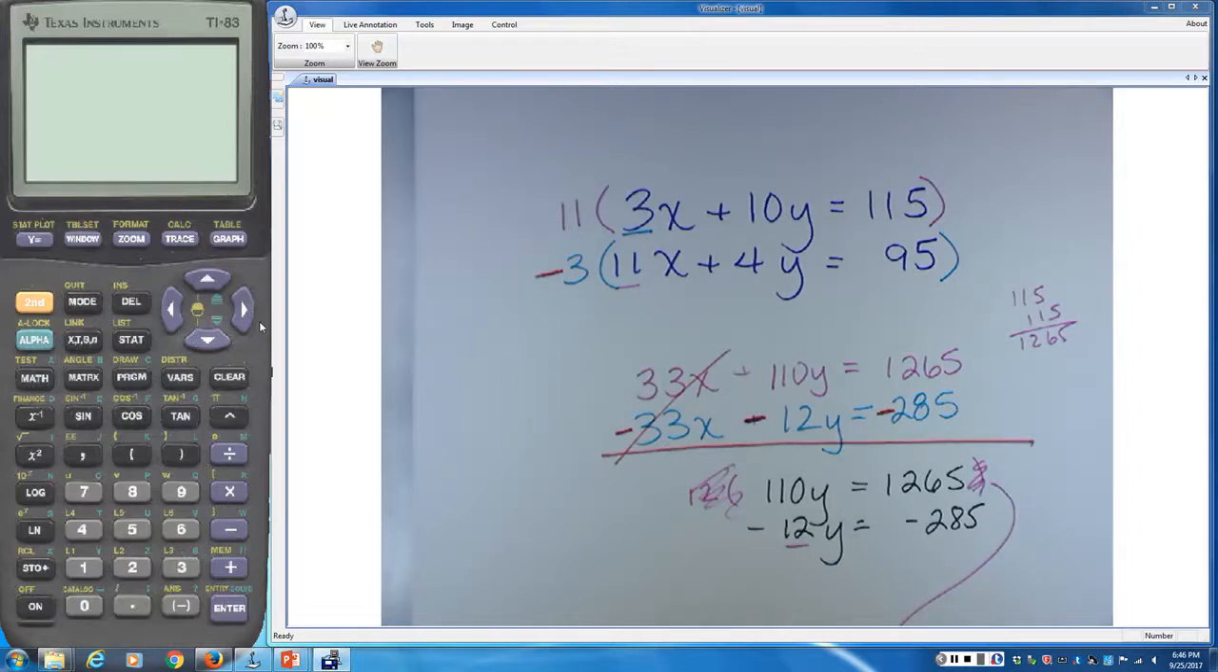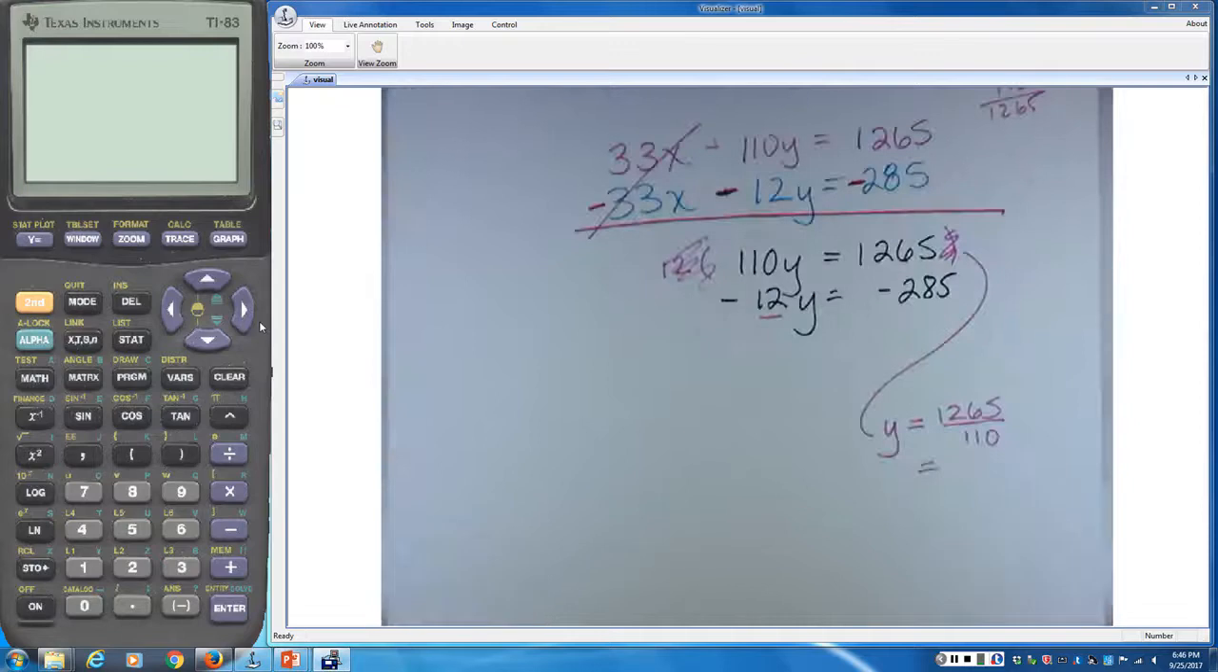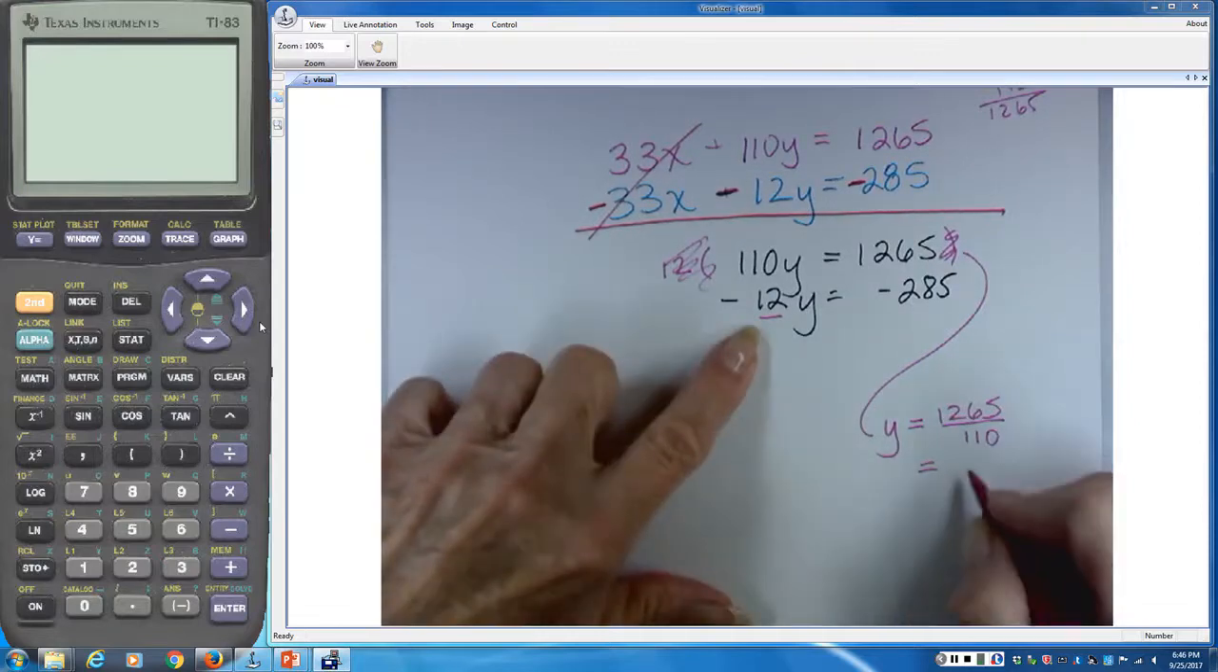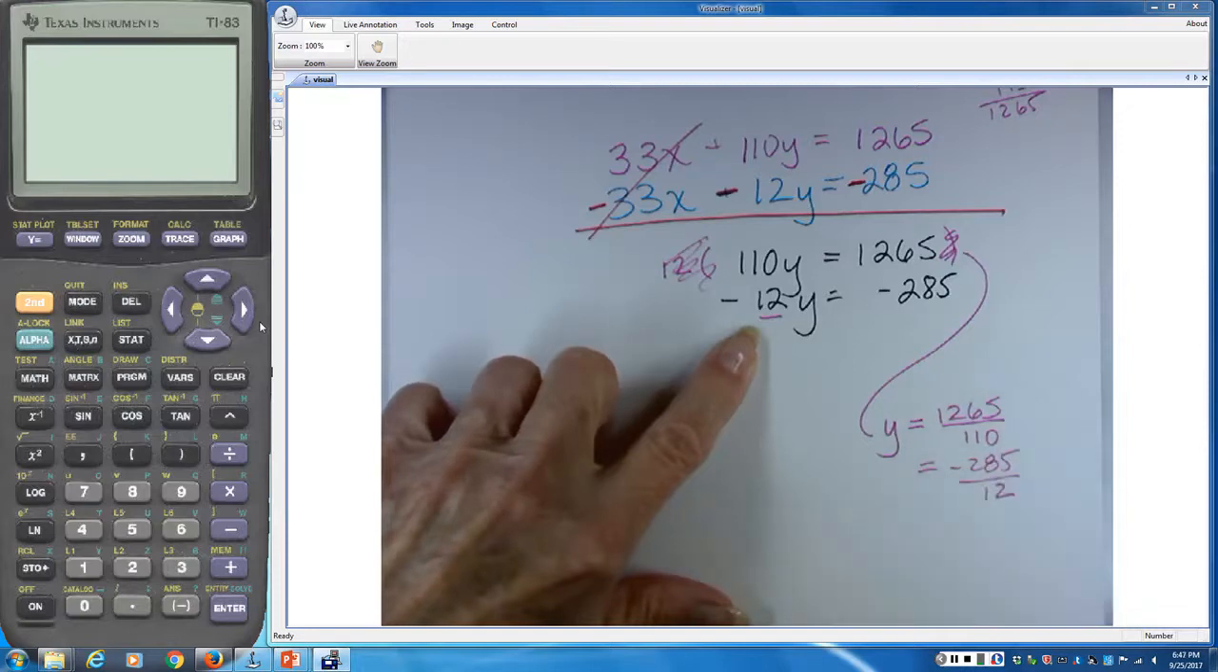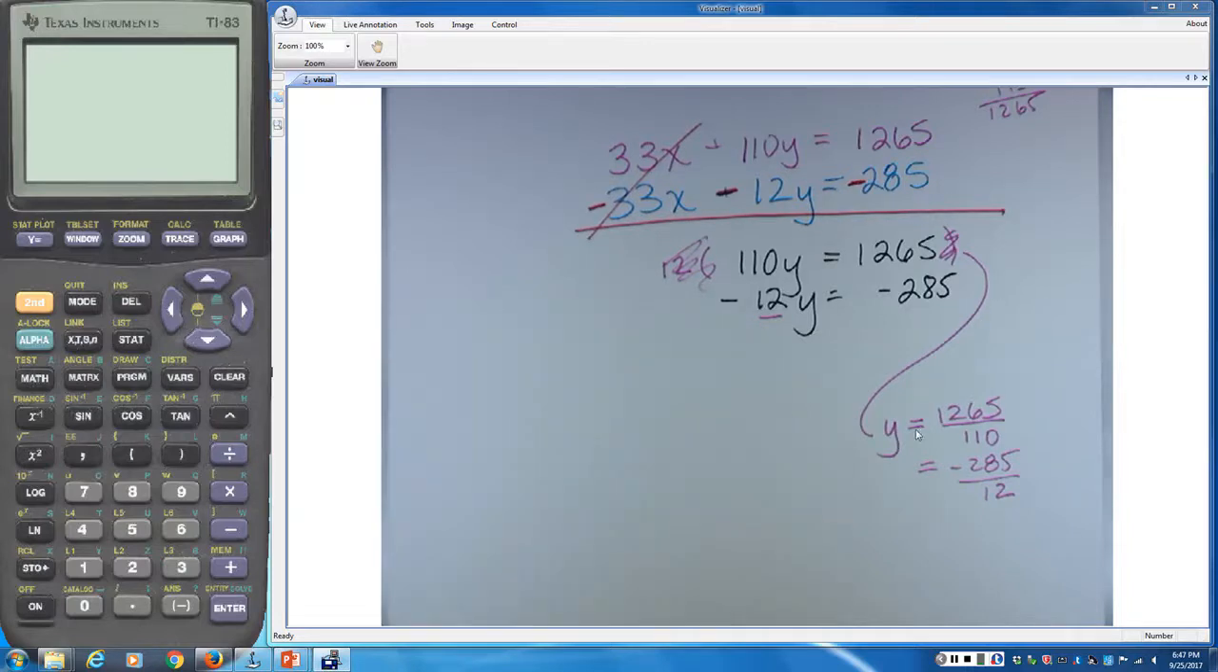So it's whatever 1265 divided by 110 is. And hopefully that would be the same as what negative 285 divided by 12 would be. Is it? Nope. Neither one of them. I mean, they don't match. No, they don't match, and they have to match.